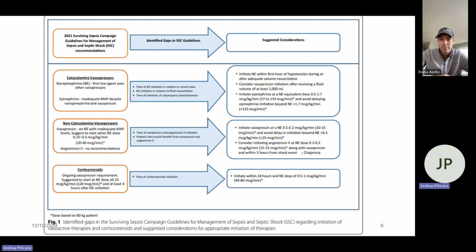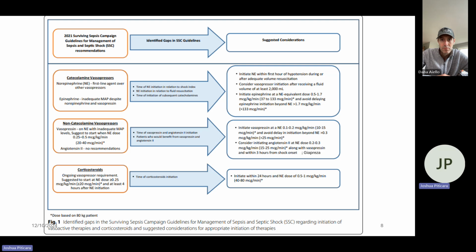And they also add angiotensin 2, initiating at a norepinephrine dose of 0.2 to 0.3. I never tried that before. I mean, I don't think we have it. It's called Giapreza. That's one of the drugs that they use, angiotensin 2, and it's basically just going to squeeze the smooth muscle of the vessels. And apparently it does work, in addition to vasopressin, within 3 hours from shock onset.